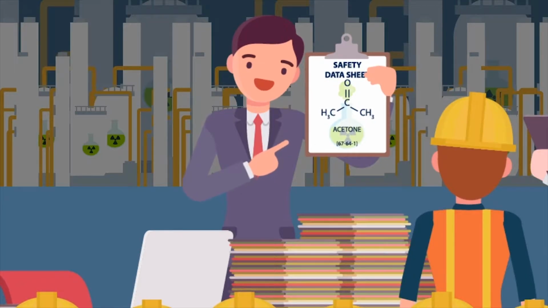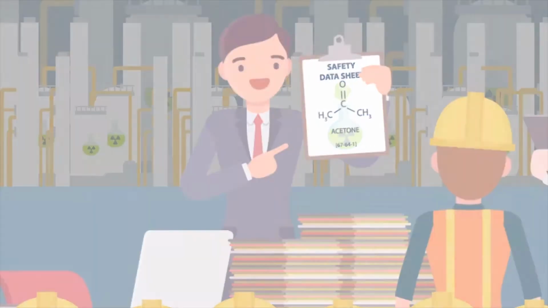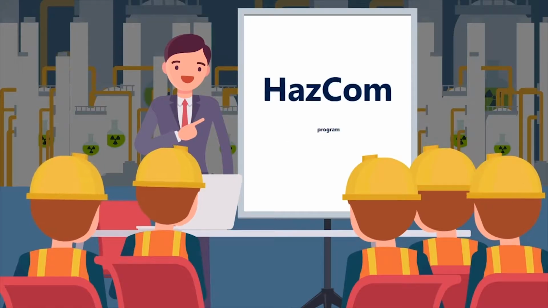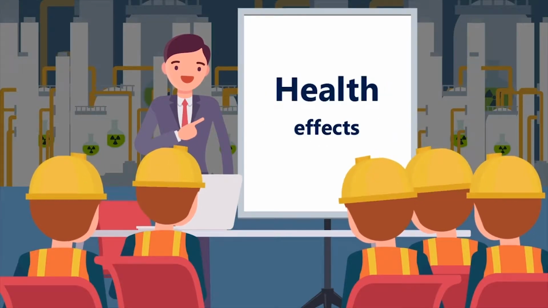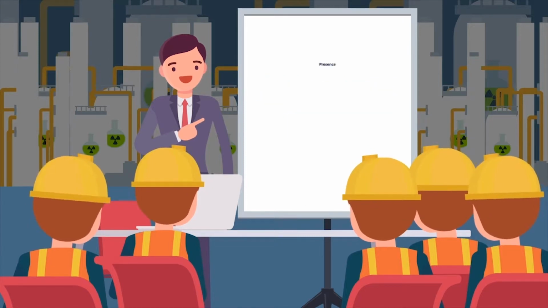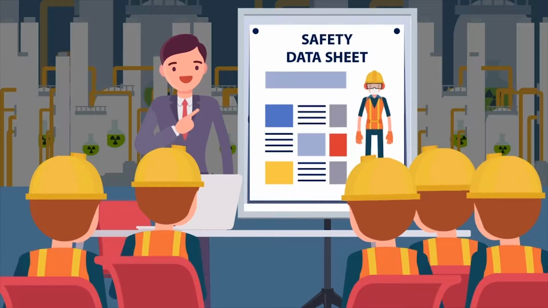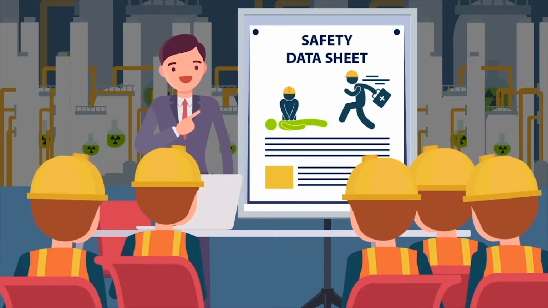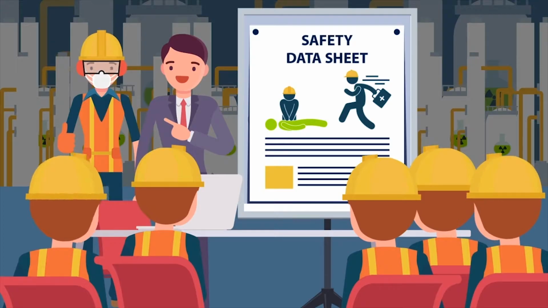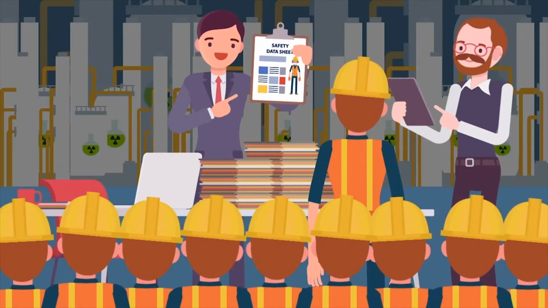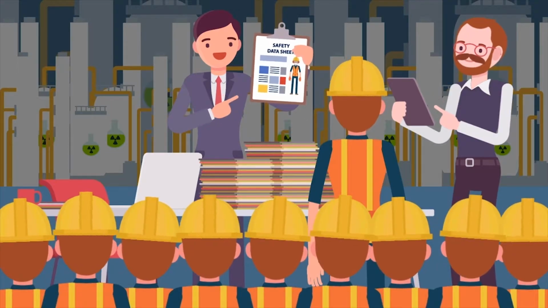The employer is responsible for identifying and listing hazardous chemicals in their workplace. The employer must implement a written HazCom program. They must communicate hazard information, health effects, exposure limits, and presence of known cancer-causing substances to employees through safety data sheets, labels, and formal training programs. The employer must certify that the employee understood the training. The safety data sheets must be readily accessible to employees at the work area.